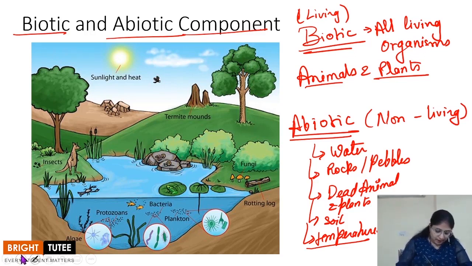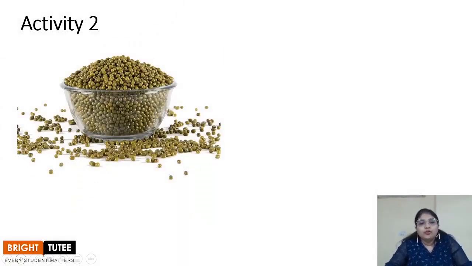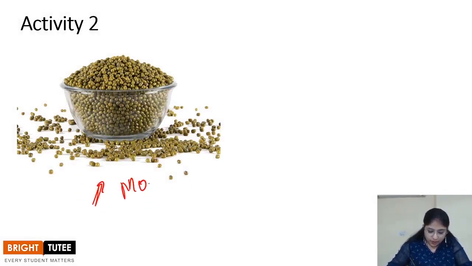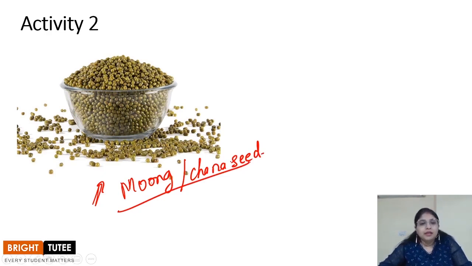Now, next, we are going to perform a simple activity. What we are going to do is take these moong seeds, or you can also take chana seeds, that is the gram seeds. And we are going to keep them in water. When we keep them in water, we will not immerse them a lot. We will keep them moist.